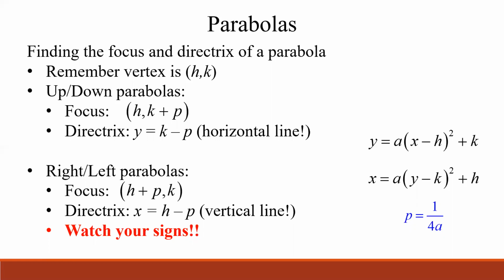Now, the one thing I'll say, and I kind of alluded to this, is that you have to watch your signs here, because if a is positive, that means p is going to be positive, so it'll be going either up or to the right. But if a is negative, then p is negative, and then your parabola should be going either down or to the left. Okay, but these little formulas here will never ever change. You're always going to be adding for the focus and subtracting for the directrix. It just depends on what the sign of p is.